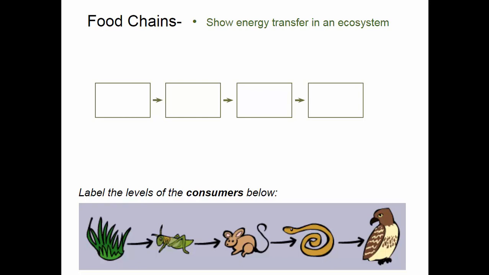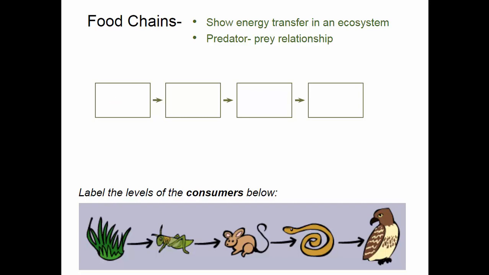The area in which people get confused sometimes is in the direction of the arrows. The arrows, you can think of it as what's going into what's mouth. So when the hawk eats the mouse, the mouse is going into the hawk's mouth. The arrow goes from the mouse to the hawk, showing where the energy is going. It illustrates what we call predator-prey relationships.